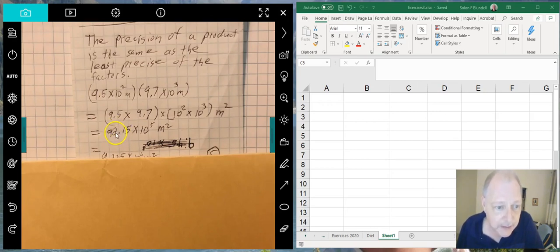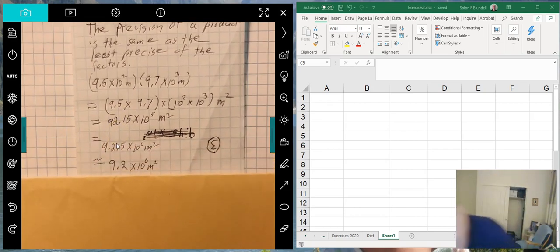I'll divide the 92.15 by 10, so I get just 9.215. I made that 10 times smaller, so I have to compensate. I don't want to change anything because of the equal mark. I want it to be equal. If I take the 92.5 and I make it 10 times smaller to go to 9.215, then I have to compensate by changing the exponent from 10 to the 5th to 10 to the 6th. So now I have 9.215 times 10 to the 6th square meters, or 9.215 megameters.